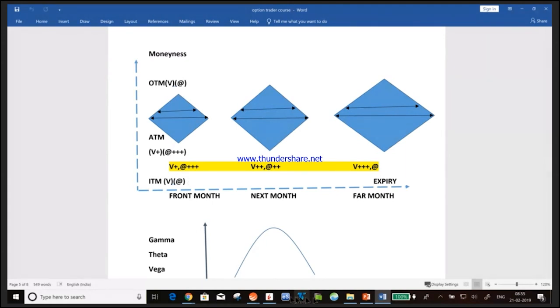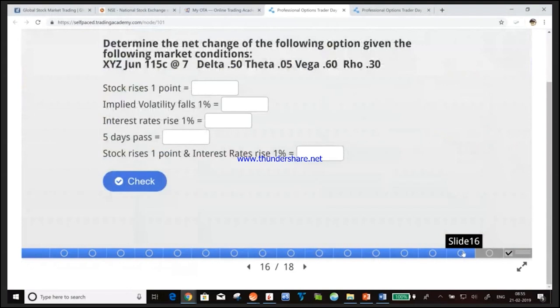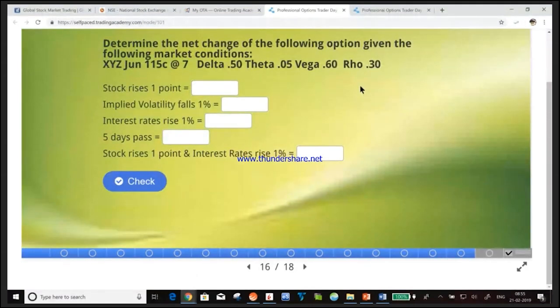Okay, 16 and 17 of day 4 quiz. Okay, now this is simple. Mr. Suresh, this is simple and straightforward. Now your XYZ June 115 call is trading at 7 rupees. So the premium is 7 rupees. The delta is 0.5, theta 0.05, vega 0.6 and rho 0.3. The stock goes up 1 point. What is the new value of your option?